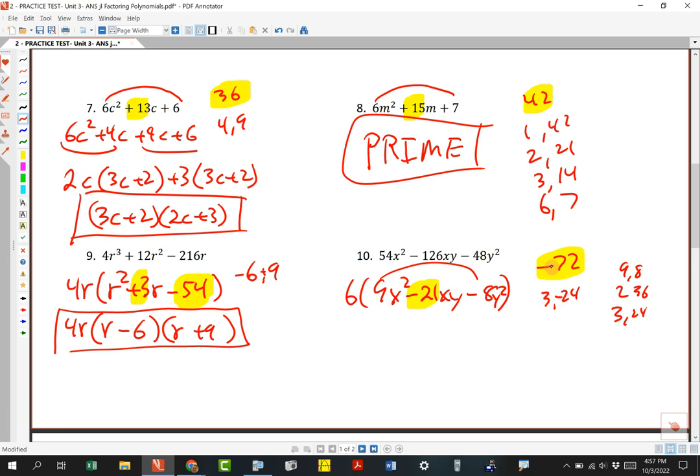Let's just double check. Do they multiply to be negative 72? They do. Do they combine to be negative 21? They do. So this is going to be 9x squared plus 3xy minus 24xy minus 8y squared. So we're going to take out a 3 and an x. And if I take out a 3 and an x, I'm left with a 3x, and then I'd be left with a plus y.